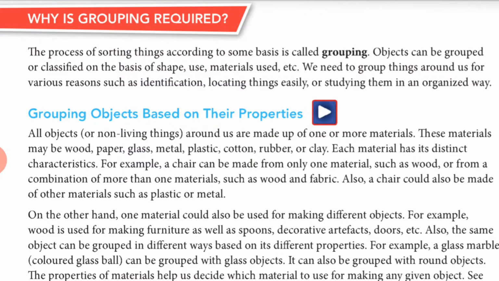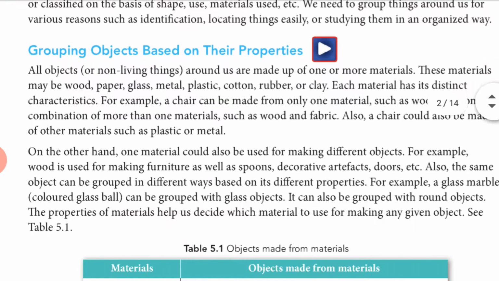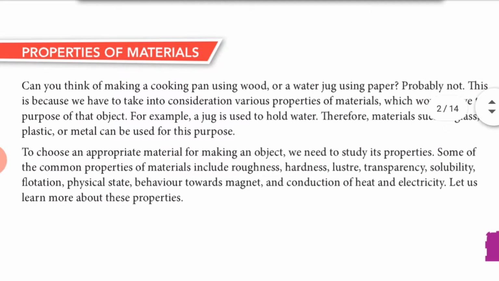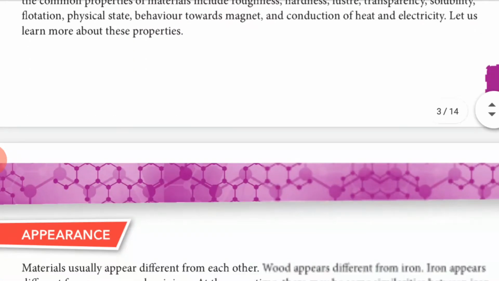Then properties, magnetic, non-magnetic, then conductivity according to their heat and electricity. So these are all the bases on which grouping is done. Right, now it is about the properties of the material. So let's discuss them one by one.